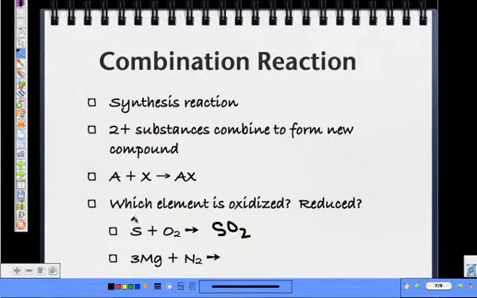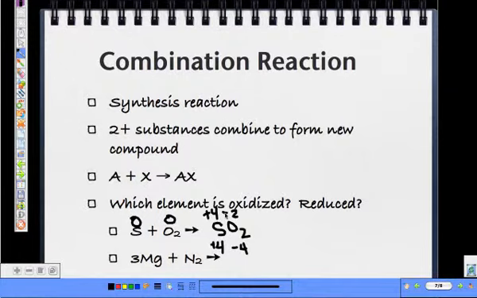It's in its free elemental form, so 0. What about oxygen? Oxygen is -2, which makes this -4. So sulfur must be +4.